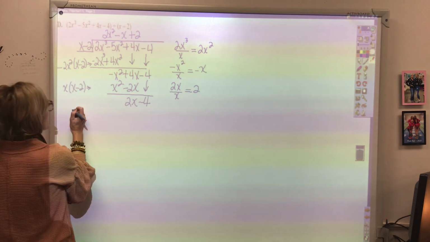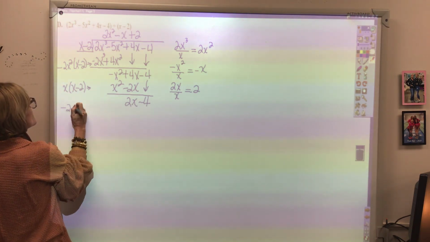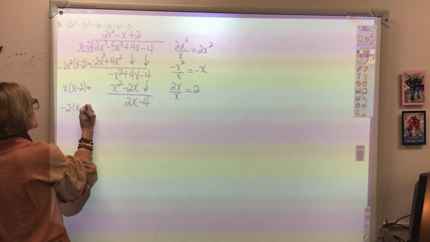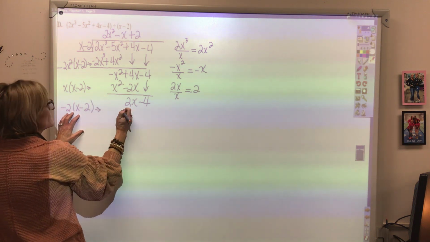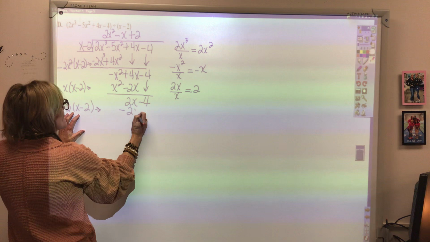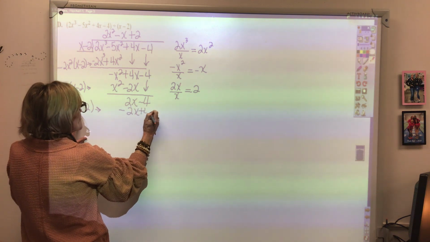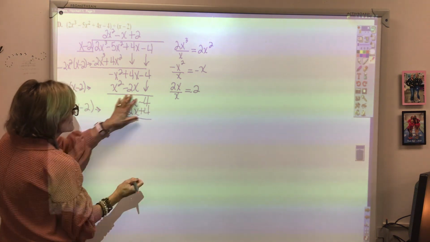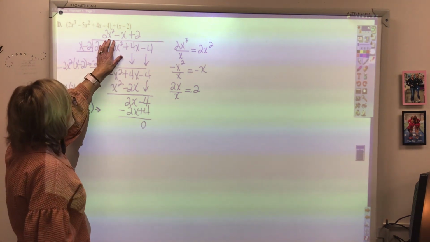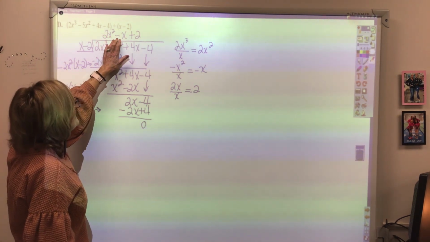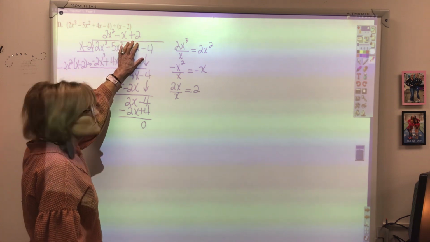And we'll multiply through by the opposite, so negative 2 times x minus 2 would be negative 2x plus 4. Notice everything zeroes out, so we don't have a remainder. This is our answer, 2x squared minus x plus 2.